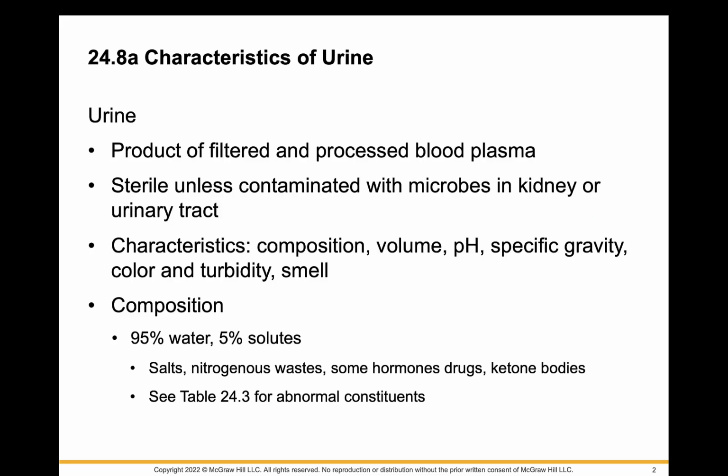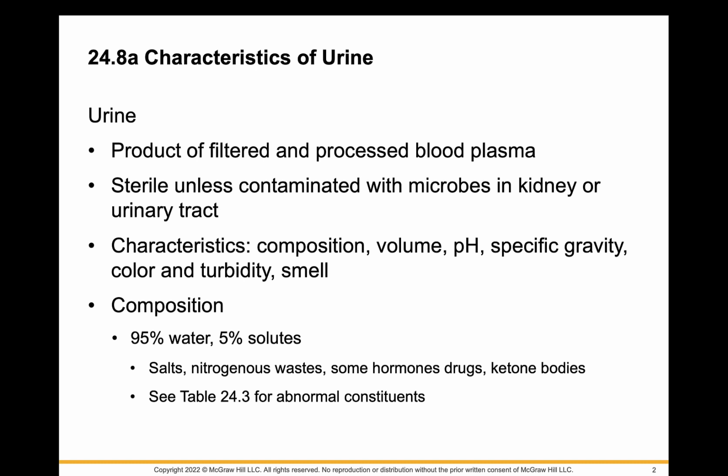Urine is a product of filtered and processed blood plasma. Generally, we consider it to be sterile unless it has been contaminated with microbes from the kidney or the urinary tract. The following characteristics are really important, and they are typically looked at to see if the urine being produced falls within normal limits. The characteristics are composition, volume, pH, specific gravity, color and turbidity, and smell.